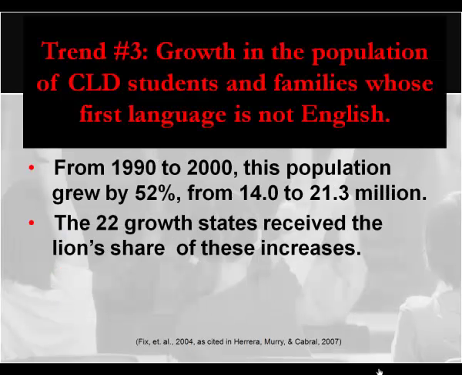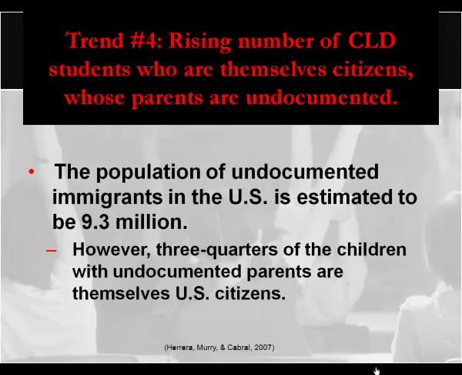Trend 3, growth in the population of CLD students and families whose first language is not English. From 1990 to 2000, this population grew by 52%, from 14.0 to 21.3 million. The 22 growth states received the lion's share of these increases.